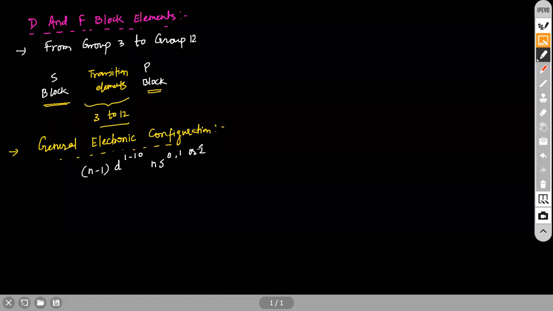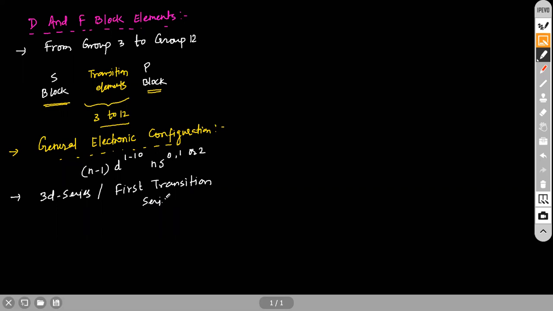You have to remember which elements have no ns electrons. For that, I'll write down one by one here. You copy it down. They have asked questions on these. So the 3d series, the elements where the electron goes to the 3d orbital, we call all those elements the 3d series, or we also call it the first transition series. Both are the same thing.